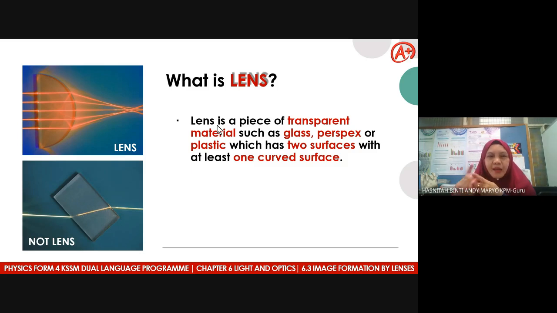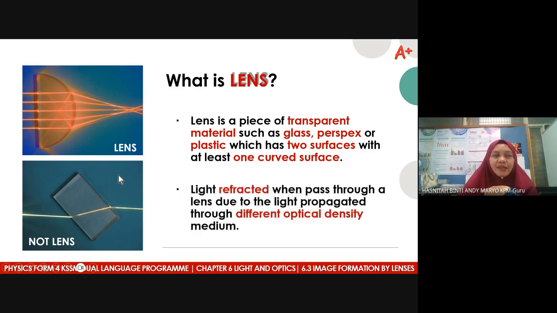be a curve. If we go back to the figure, the first diagram has two faces. One is a plane surface, another one is a curved surface. So we call it a lens. For the second figure, you can't see any curved surface there, so it is not considered a lens. We cannot call it a lens because it does not have any curved surface.